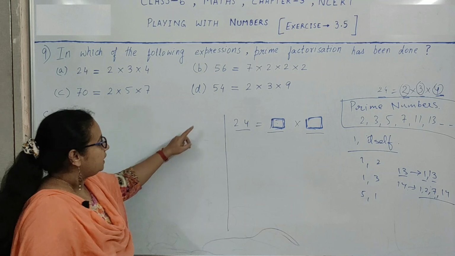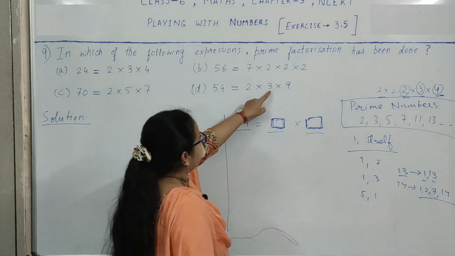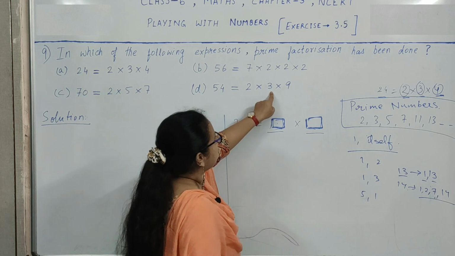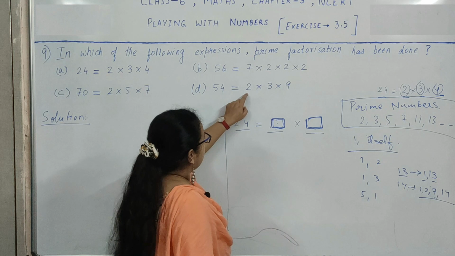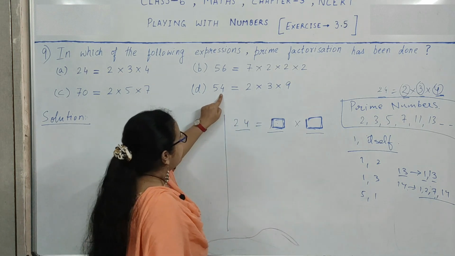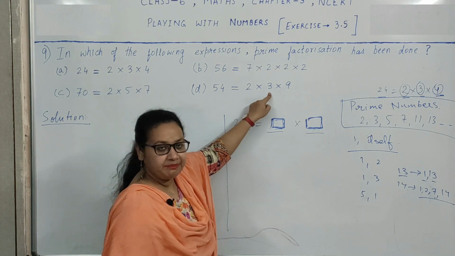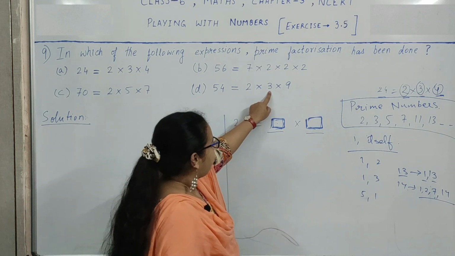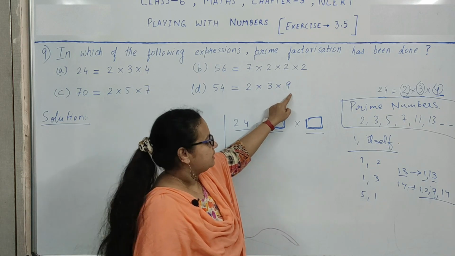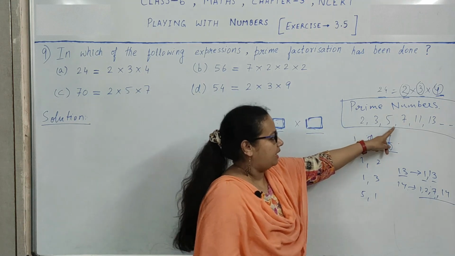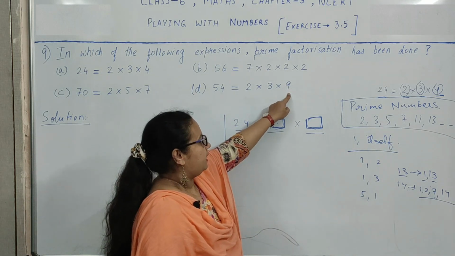Understood? Now comes 54. 54 is written as 2 multiplied by 3 multiplied by 9. 2 3s are 6, 6 9s are 54. It means this number is factorized, and are all the factors prime numbers? No. 2 and 3 are prime numbers, but 9 is not a prime number. See, it doesn't come in the prime numbers list. It's a composite number, right?